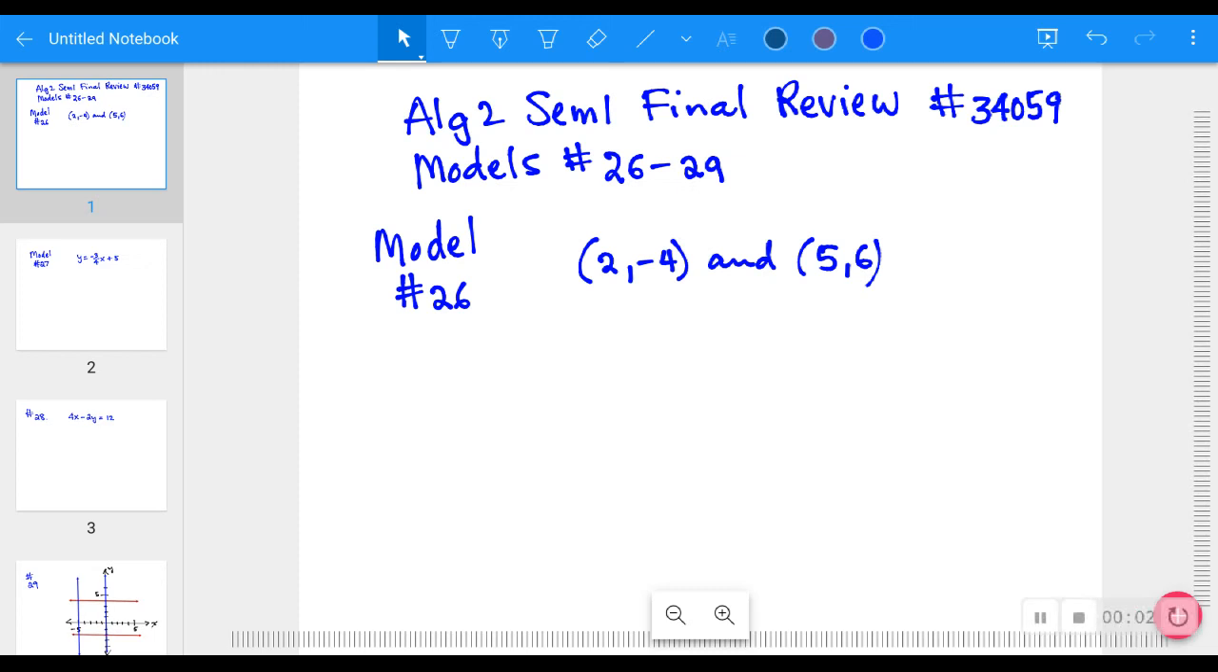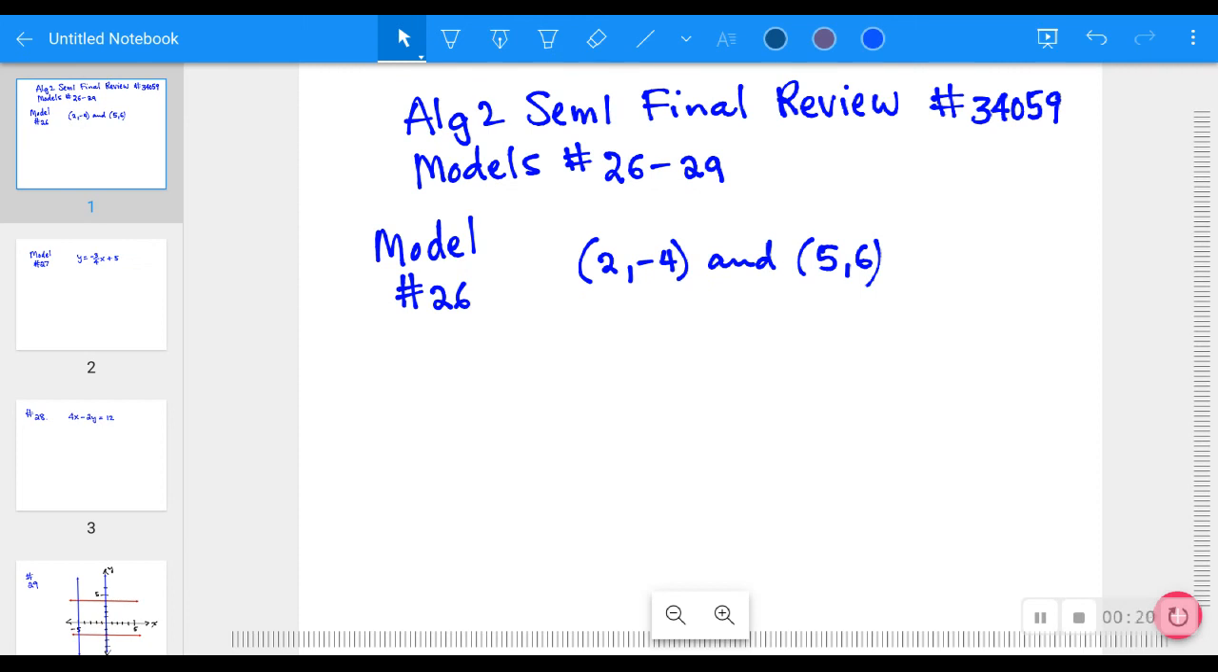Welcome back to Algebra 2 Semester 1 Final Review. We're doing models for numbers 26 to 29. And this first one, model 26, I tried to finish on the last video but had to stop. So here's the continuation really of that last video.